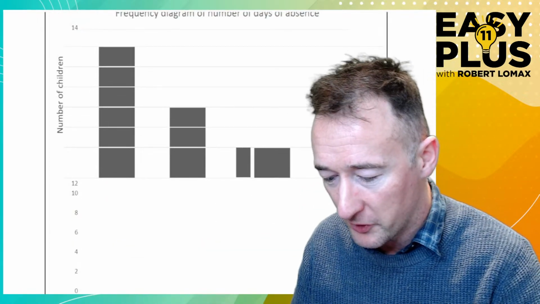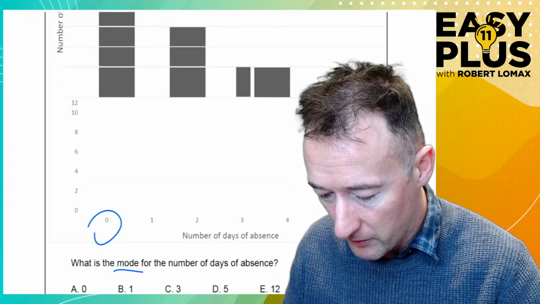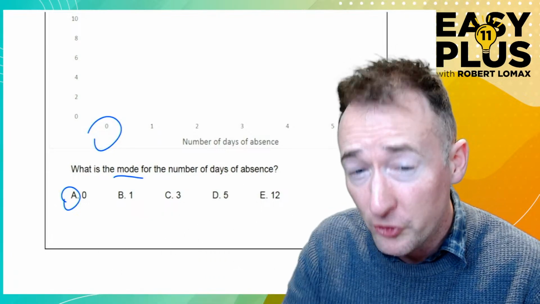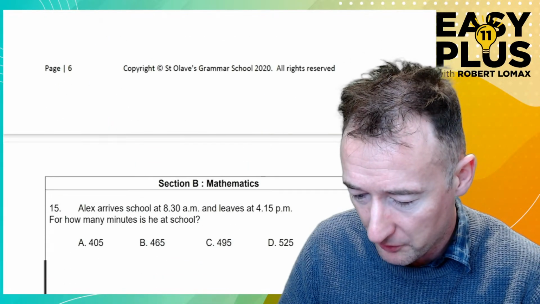Here, the most fashionable number, the one that everyone's aiming for, is this one here, which is 0. So the answer is 0. The mode is 0. The mode just means what's the most common option. It's a fancy way of asking a really simple thing.